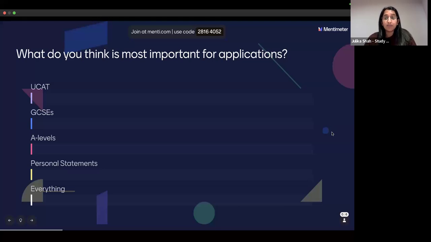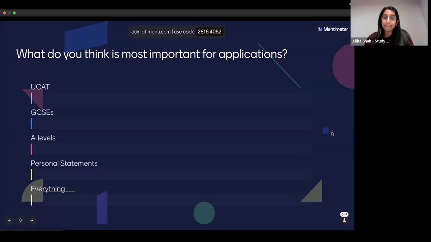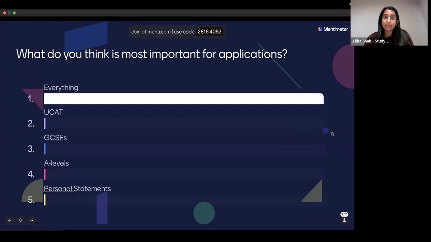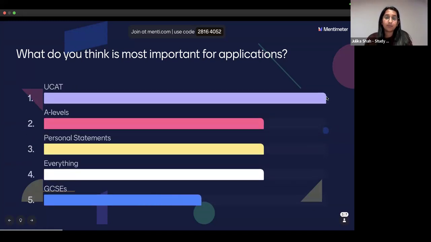If you vote on Menti, I can see that 6 people are on it. So if you vote on that, it should come up on my screen. I'll give you a few minutes to do that. Yeah, one person's put something in. Keep going. And if somebody wants to unmute and speak, why do you think what you've chosen is the most important?